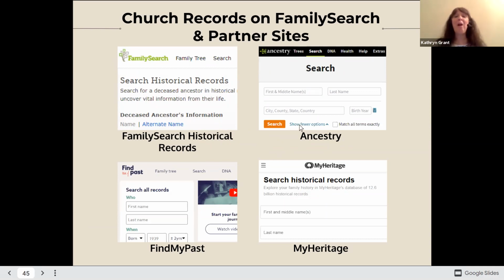Well, they are on the major Family Search partners. So on Family Search itself, of course, which is not a partner, but Family Search Historical Records, Ancestry, Find My Past, wonderful for English records. In fact, I have multiple times found images on Find My Past that I was not able to find anyplace else. So for English research, definitely check out Find My Past. And MyHeritage also has English church records.